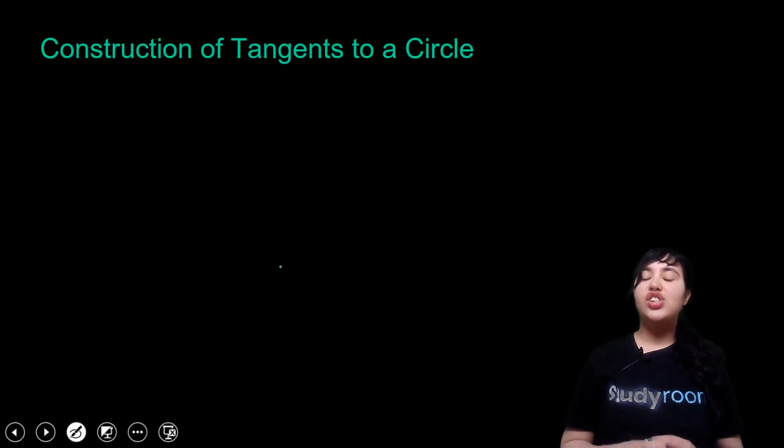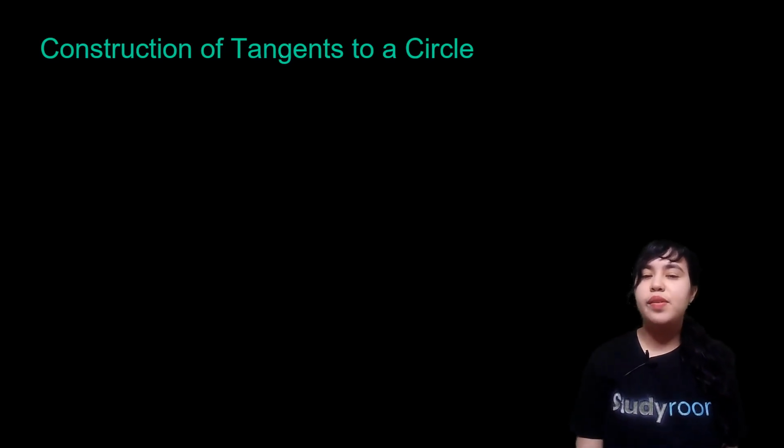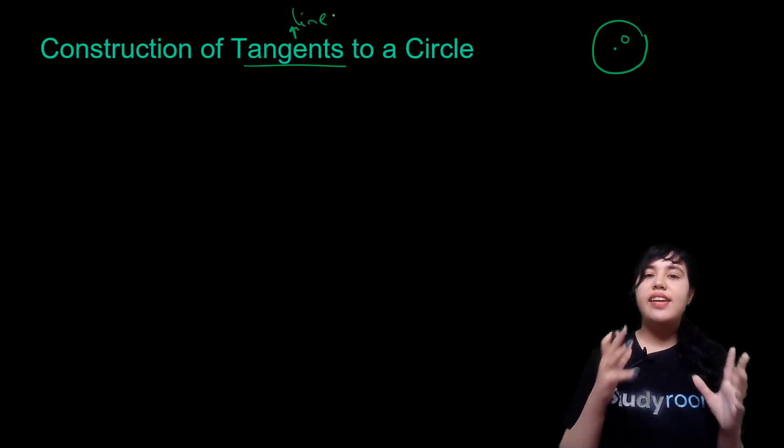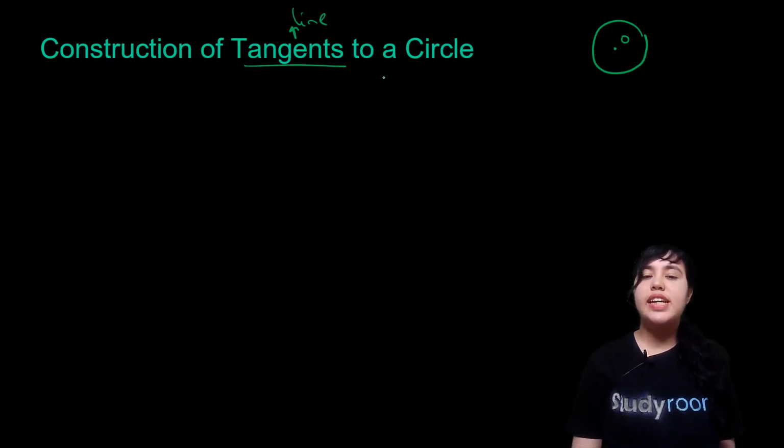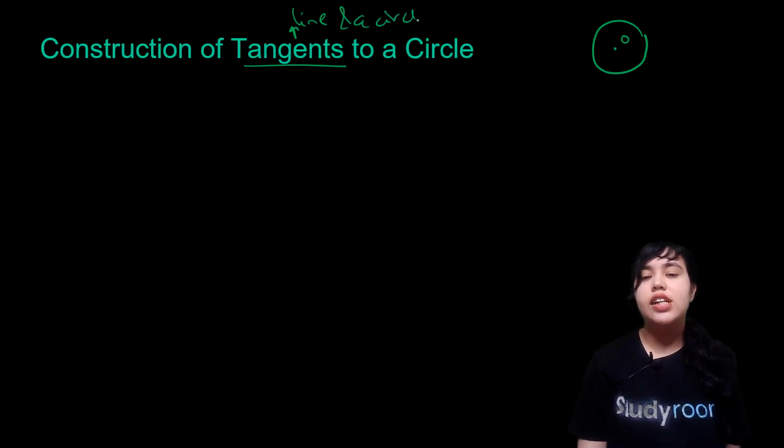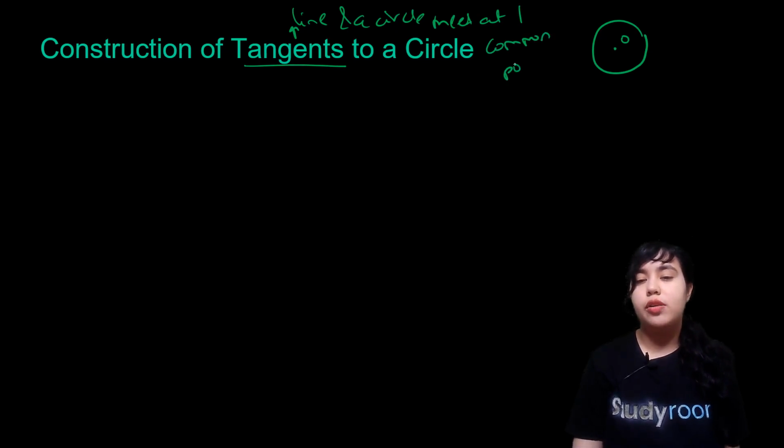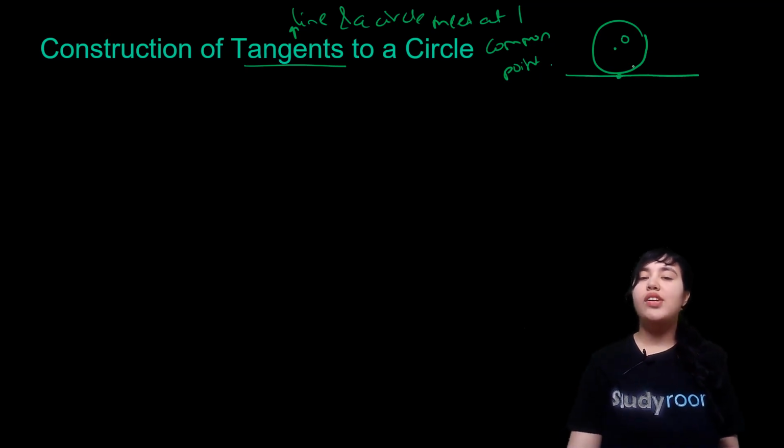So then we have construction of tangents to a circle. A quick recapitulation, what do we mean by tangent? If I give you a circle with center O, then a tangent would be a line. To understand a tangent, you have to take the case of a line and a circle which meet at only one point, which have only one common point. So if this is my circle, I'll say this is my tangent because there is only one common point.